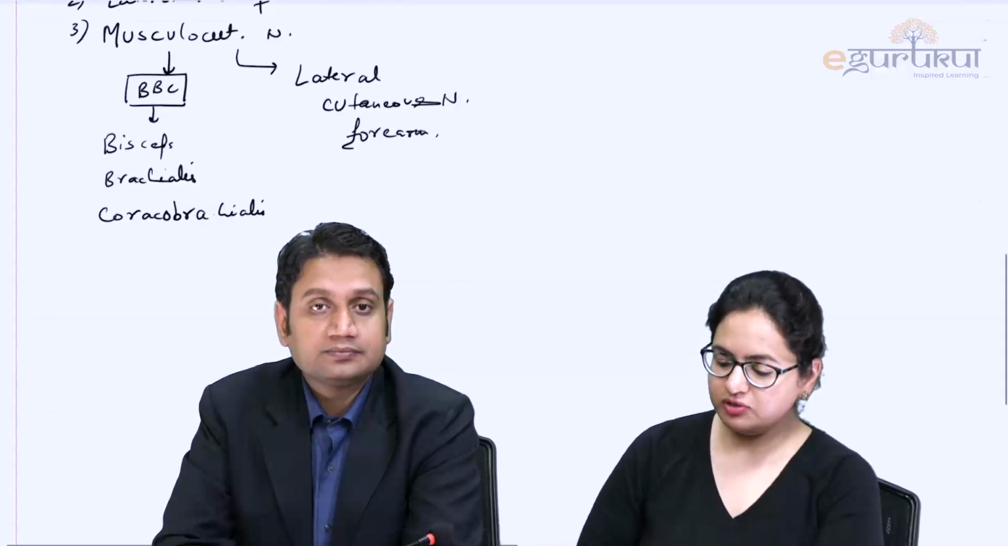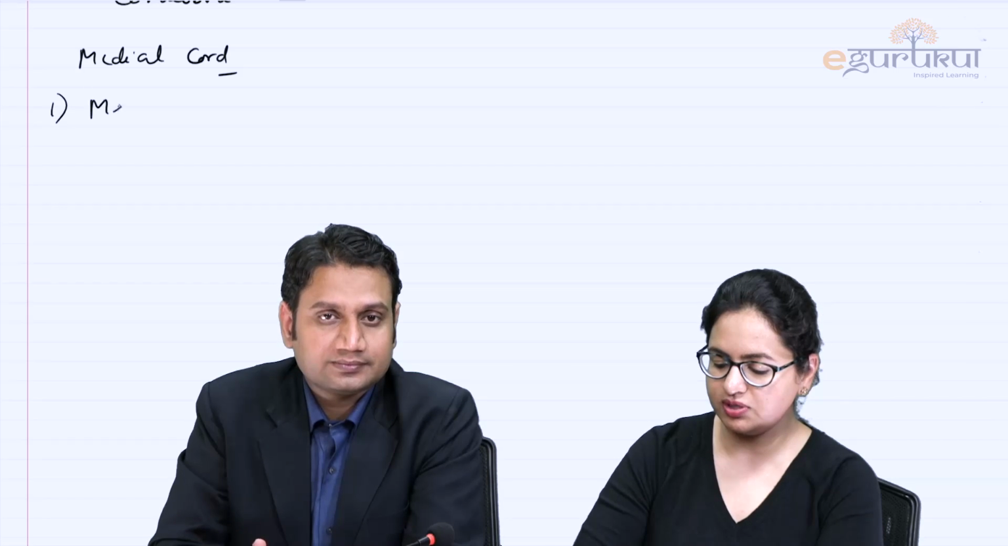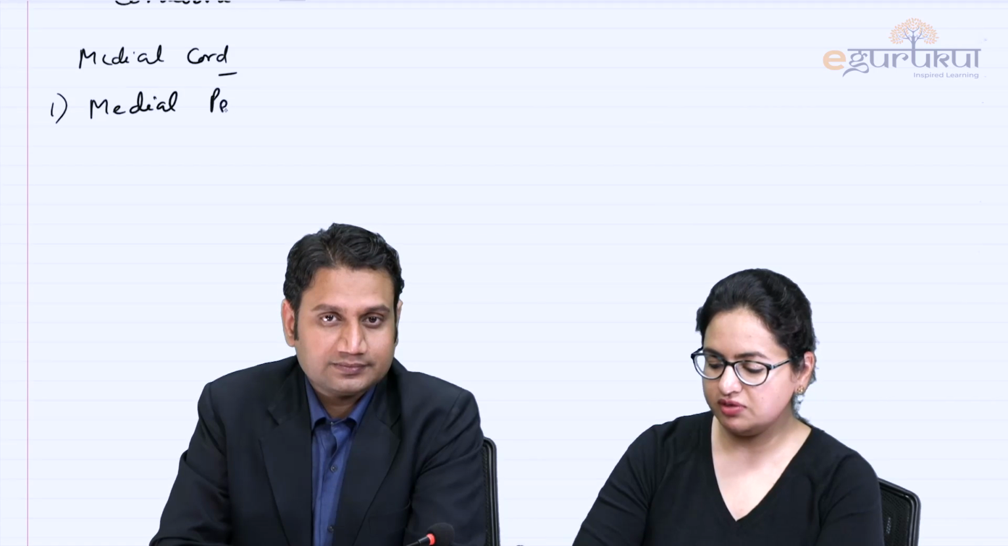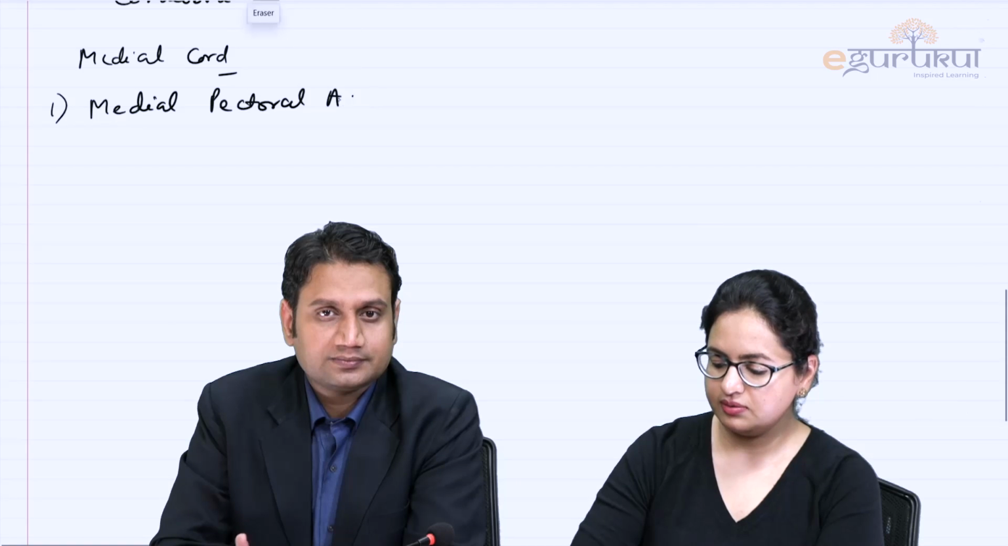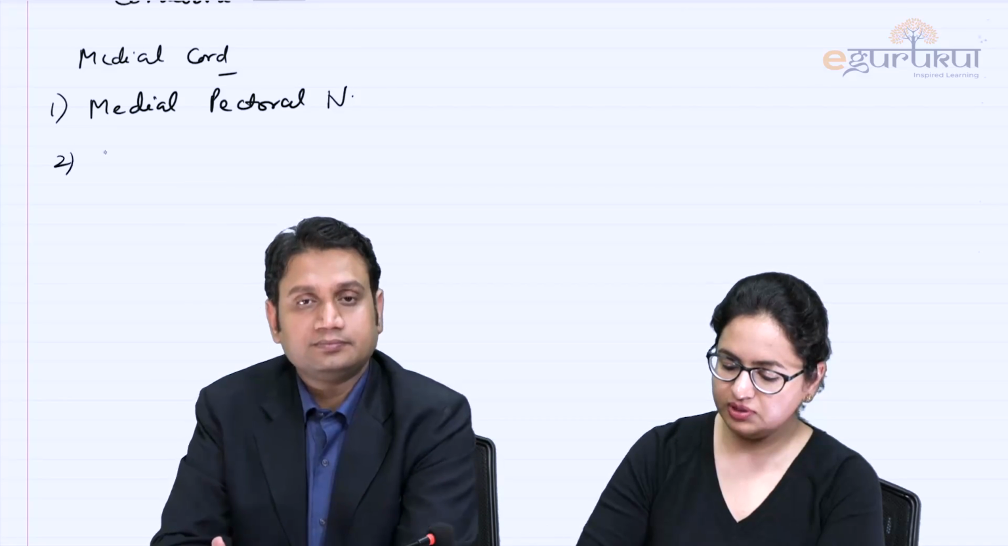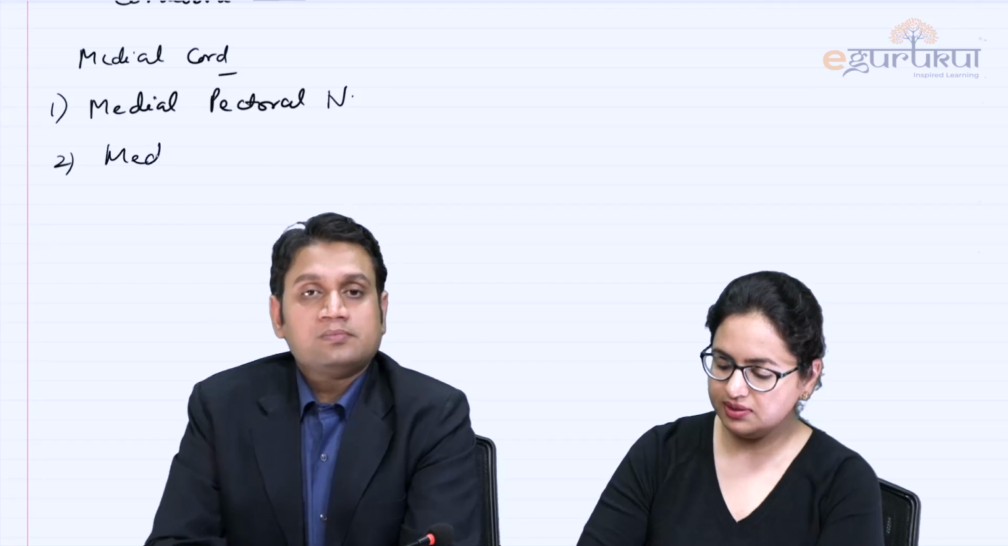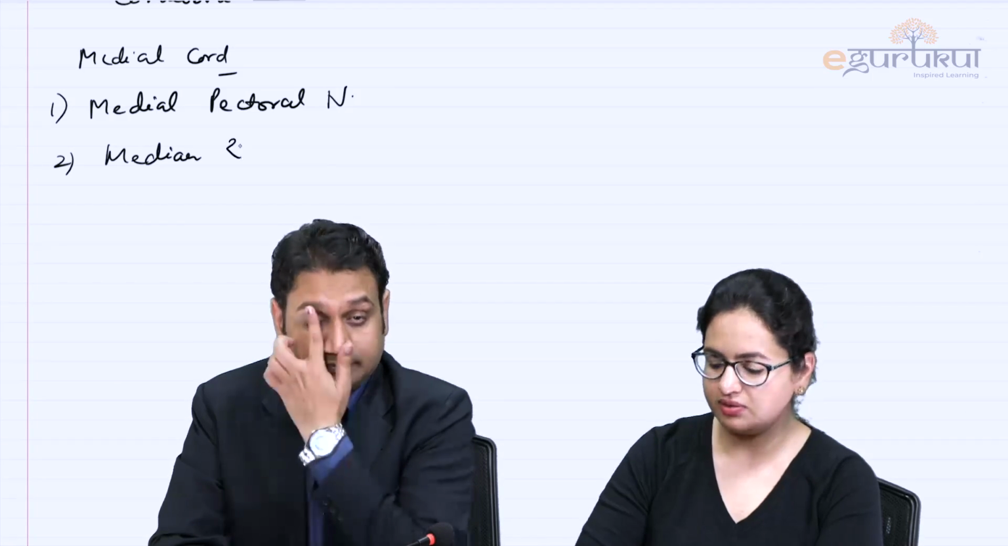Now we come to the rest of the branches from the cords. Now we will come to the medial cord. The medial cord gives 5 branches. One is the medial pectoral nerve, which again supplies the pectoralis major muscle. Then we have the medial root of median nerve, which combines with the lateral root to form the median nerve.